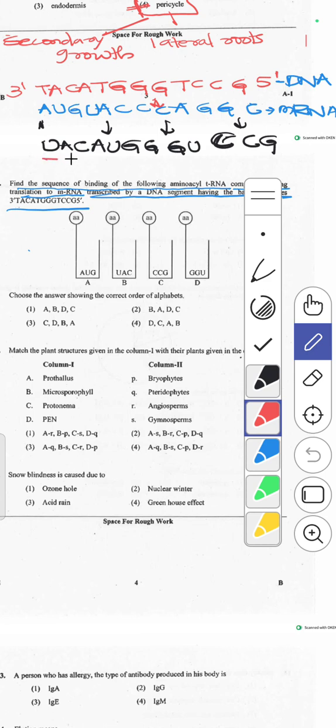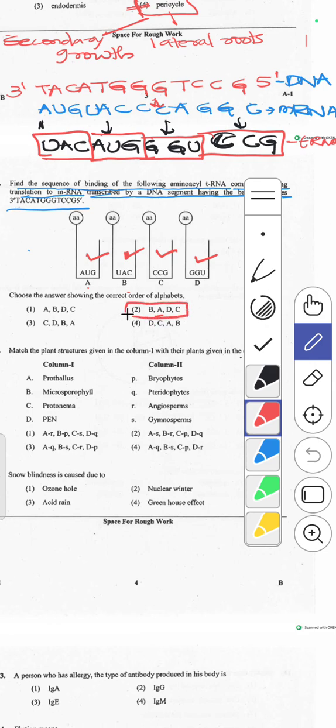So here UAC, second one AUG, third one GGU, fourth one CCG. So this is tRNA. Here they have given the first one UAC, second one AUG, third one GGU, fourth one CCG. So the right answer will be BADC. So B, that is 2, is the right answer for this question.